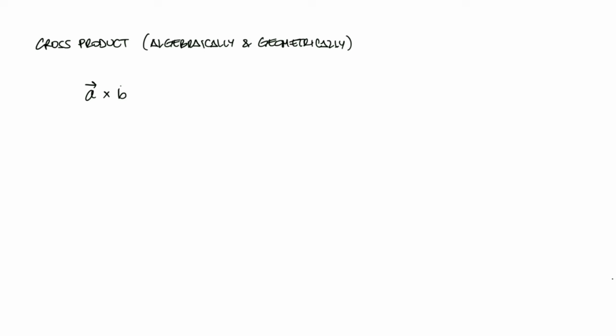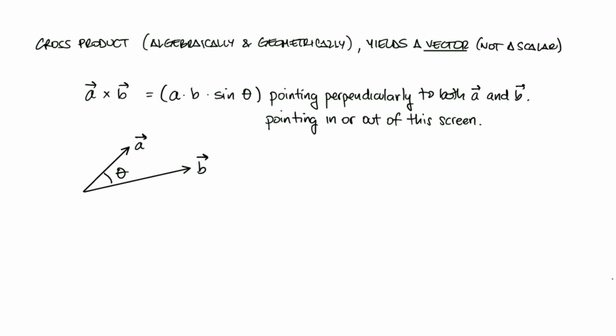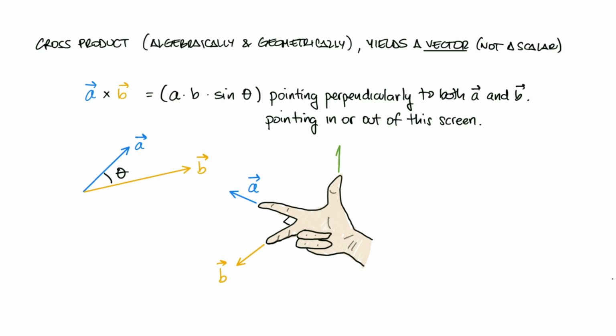The cross product is simultaneously defined algebraically and geometrically as a times b times sine of theta, pointing in the normal direction to the plane that a and b make. In other words, the cross product yields a vector because it has a direction, and that direction is perpendicular to the plane created by a and b. We follow the right-hand rule to determine the normal orientation.